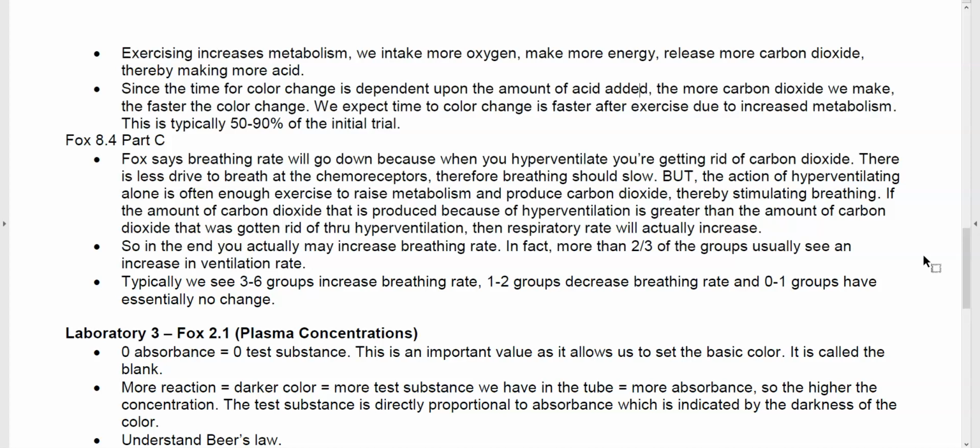And the idea is theoretically, when you hyperventilate, you get rid of carbon dioxide. And if you get rid of carbon dioxide, it means you have less carbon dioxide and less acid in your blood. And if you have less acid and carbon dioxide in your blood, then you're going to have less drive to respiration. And theoretically, we expect your breathing rate to go down.